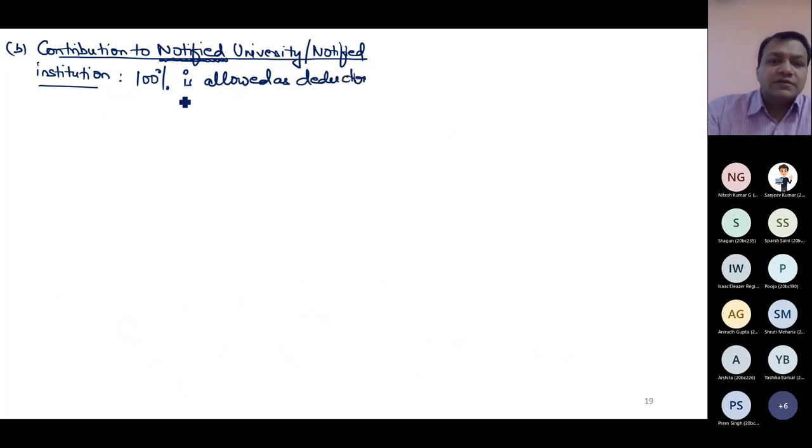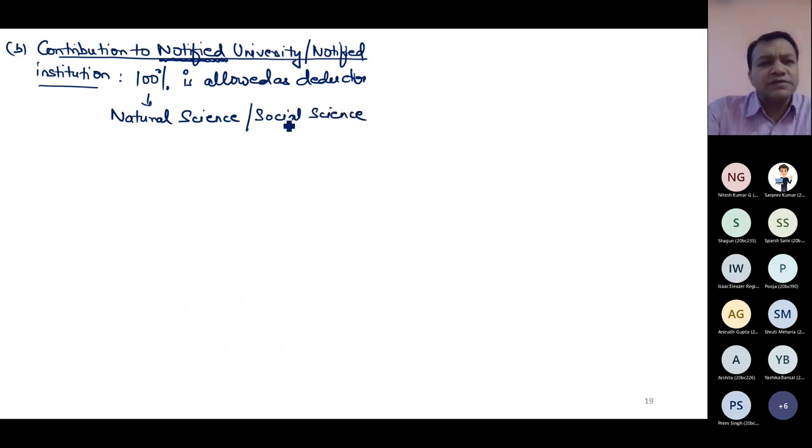Whether your donation is for natural science, where life is there, human beings, animals, or social science like economics, commerce, statistics, mathematics, it does not matter what type of research it is. 100% of donation towards these notified universities or institutions is allowed as deduction.